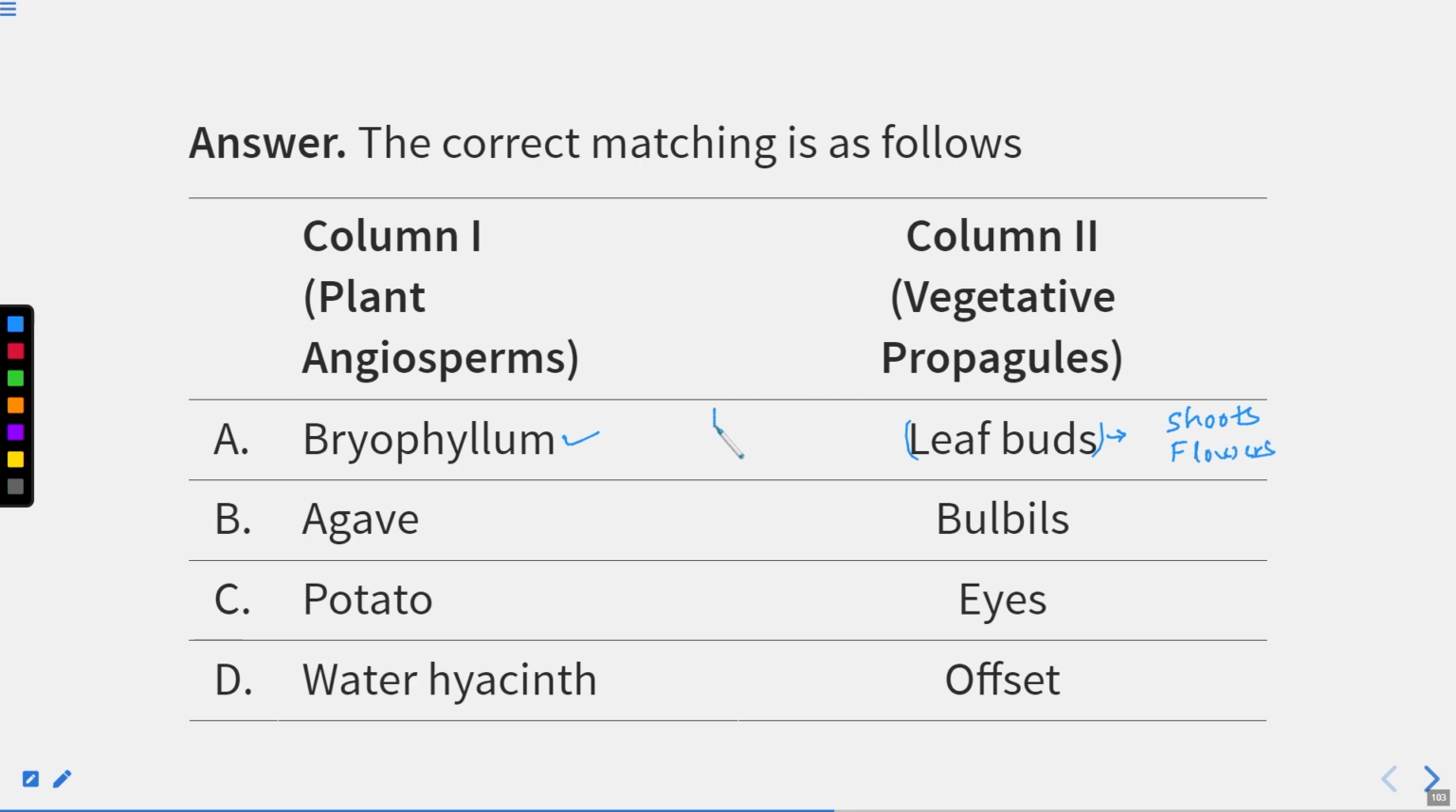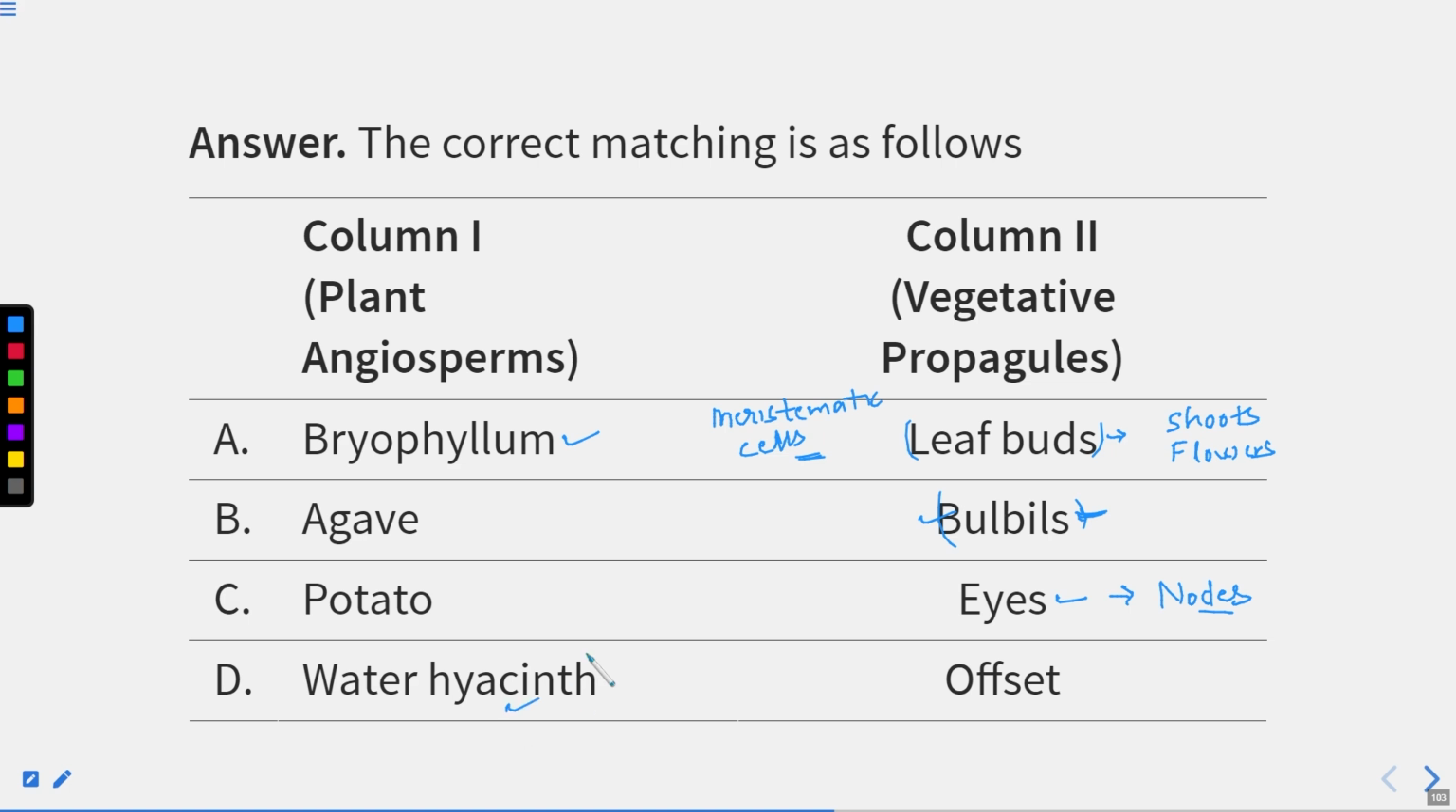Leaf buds are nothing but meristematic cells, which are present at the tip of the branches or in the axil of the leaf. Now, bulbils are present in agave. Bulbils develop instead of the flower. Potato, you already know, has eyes present on the potato tuber. What do these eyes represent? These eyes are nothing but the nodes present on the potato tuber.